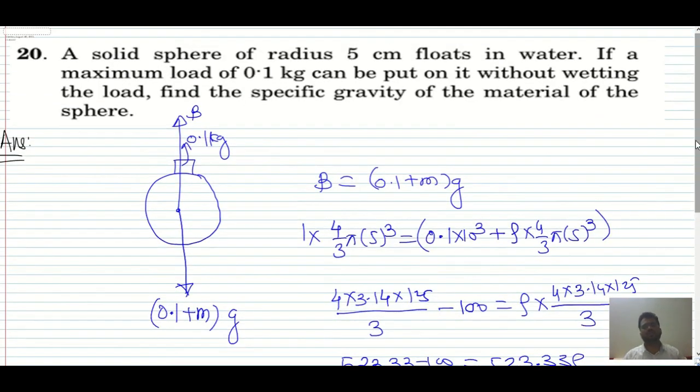Right, so all the questions are based on the buoyant force. Buoyant force is equal to the weight that is balanced, right? So I hope this is clear.